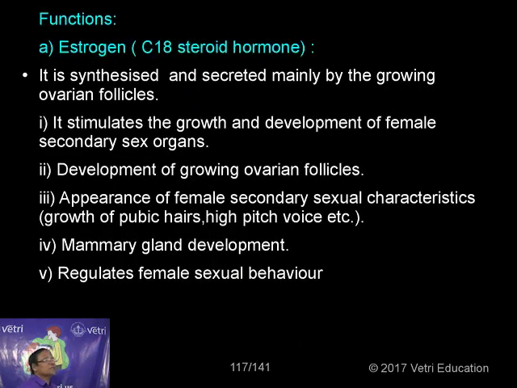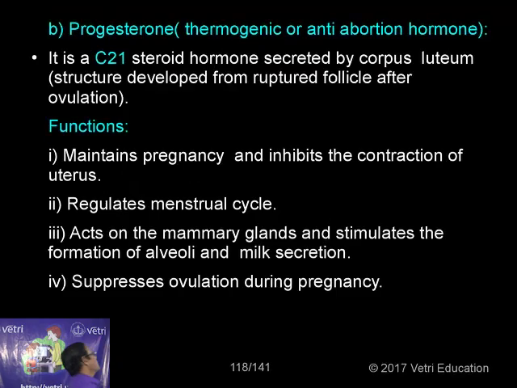Now estrogen, as in the case of the male hormones, is concerned with the development of the accessory female sex organs along with the gonads during embryonic conditions, and is also responsible for the development of secondary sexual characters. So females have that high pitched voice, while males have a low pitched voice. The high pitched voice, the mammary gland development, the menstrual cycle, the sexual behavior, and the growth of ovarian follicles are all because of estrogen, which is mainly concerned with the secondary sexual characters and development of accessory sex organs. Now progesterone is called the anti-abortive hormone, thermogenic hormone, or pregnancy hormone.